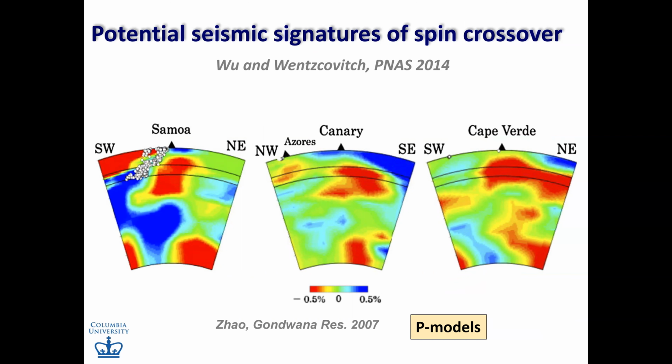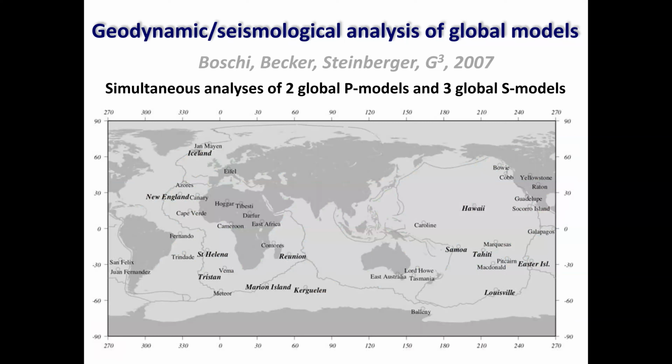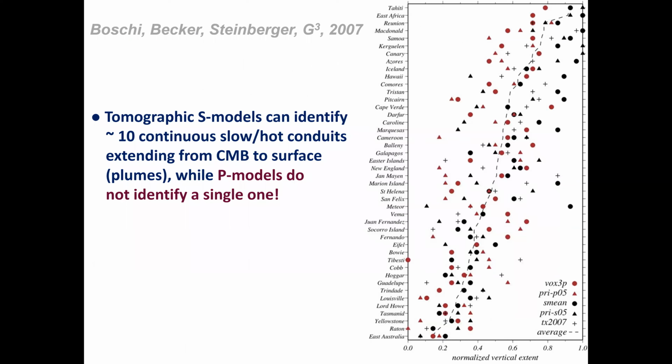Samoa, Canary, Cape Verde. And there is also this other study here of joint 2 global P models and 3 global S models. They looked at 40 hotspot anomalies or plumes, and the common features in these models. So they analyzed 5 models, 3 S and 2 P models. And what they concluded is that in tomographic S models, you can find up to 10 plumes beneath hotspots coming from the core mantle boundary.